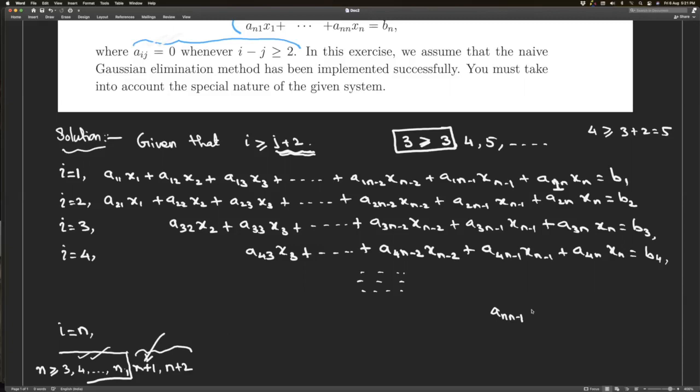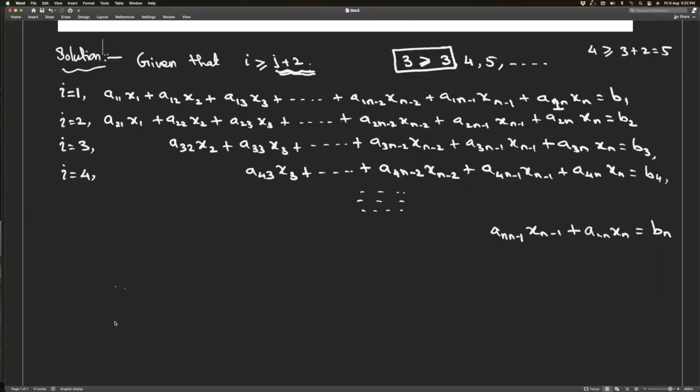That is, for j equal to n minus 1, the terms up to x_{n-1} plus a_nn x_n is equal to b_n. This is precisely the system that is given to us. Now we have to make use of the structure of this system and minimize our operations in the Gaussian elimination method. Well, in step 1, you can see that all these terms which are to be made 0 are already given to be 0 to us.